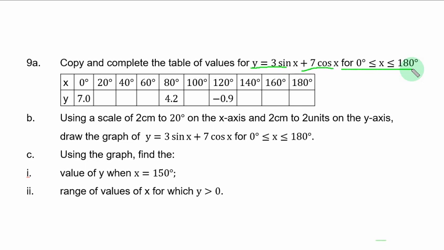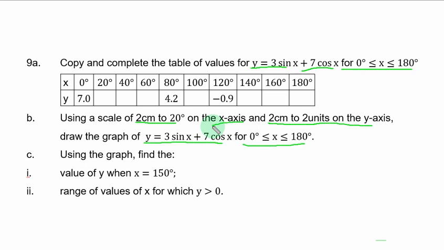B part of the question: using a scale of 2 cm to 20 degrees on the x-axis and 2 cm to 2 units on the y-axis, draw the graph of y equal to 3 sin s plus 7 cos s over the given range of values of s.